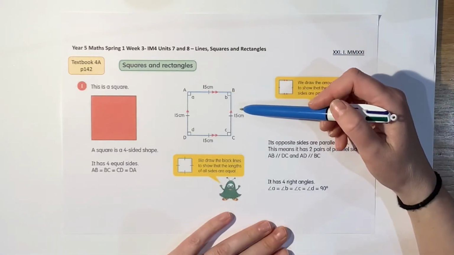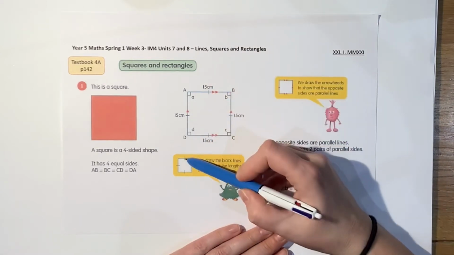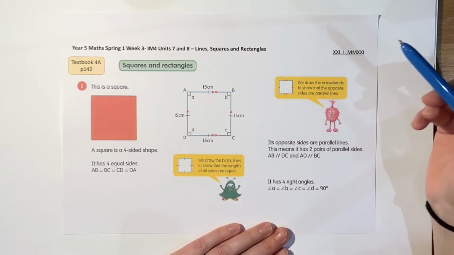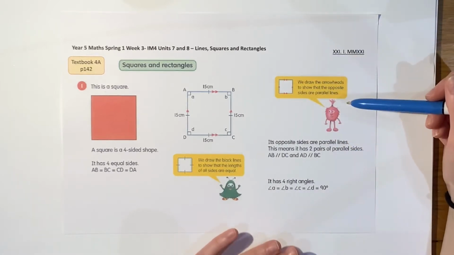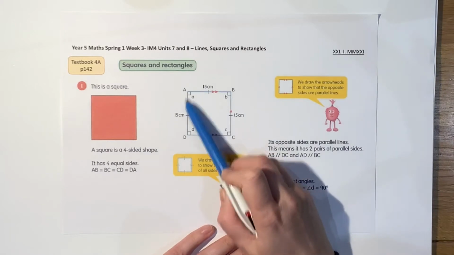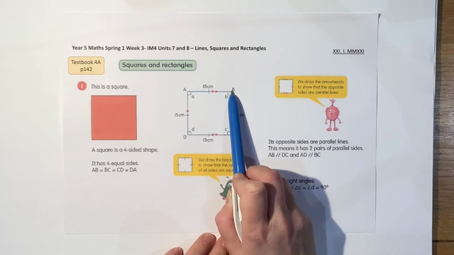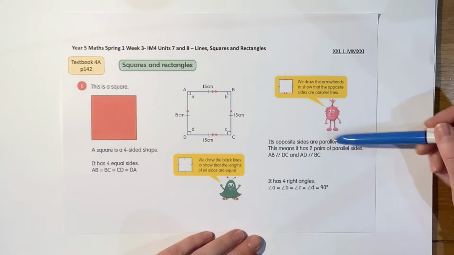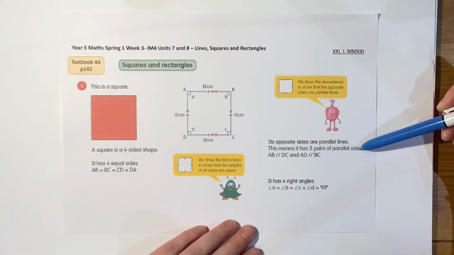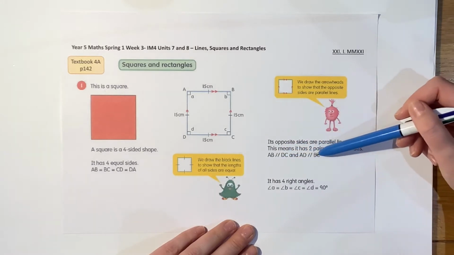We draw these black lines here. Can you see these little lines across? Those show that these are equal sides, okay? Straight lines across show you that those four sides are equal. And then, just as I said a minute ago, we've got the arrowheads to show that AD is parallel to BC, and AB is parallel to DC. So two pairs of parallel lines. Its opposite sides are parallel lines, okay? AB is parallel to DC and AD is parallel to BC.